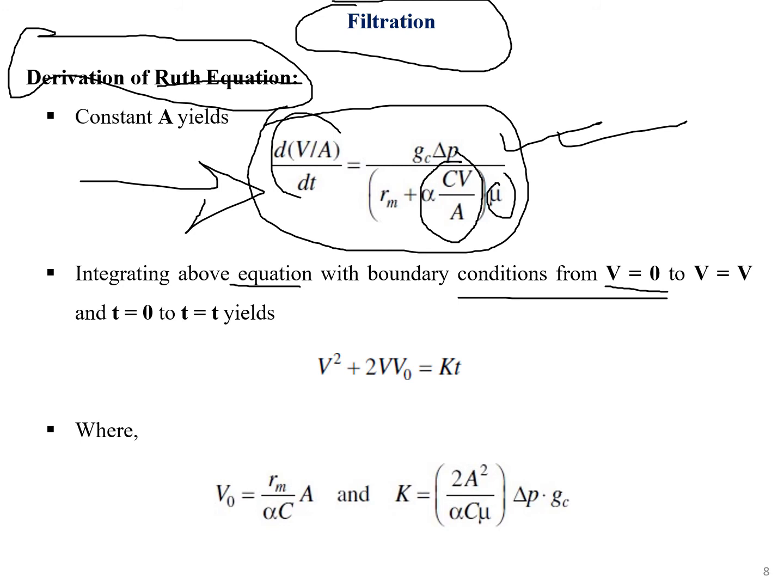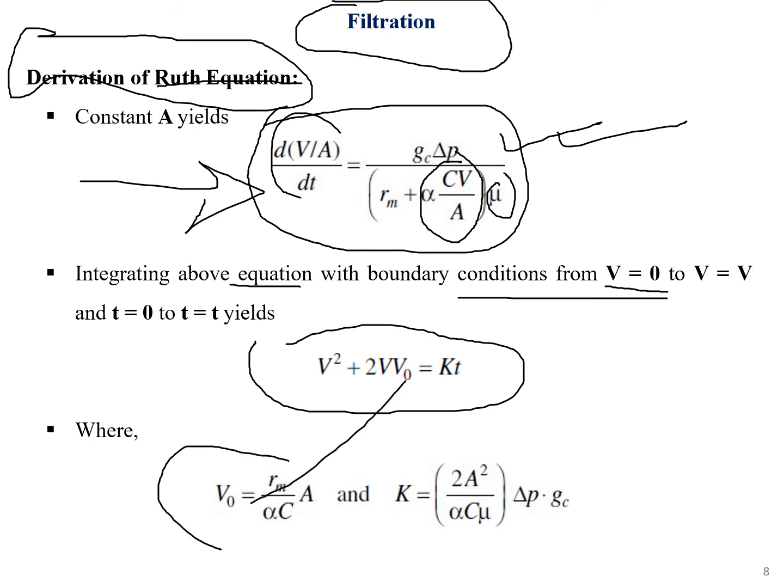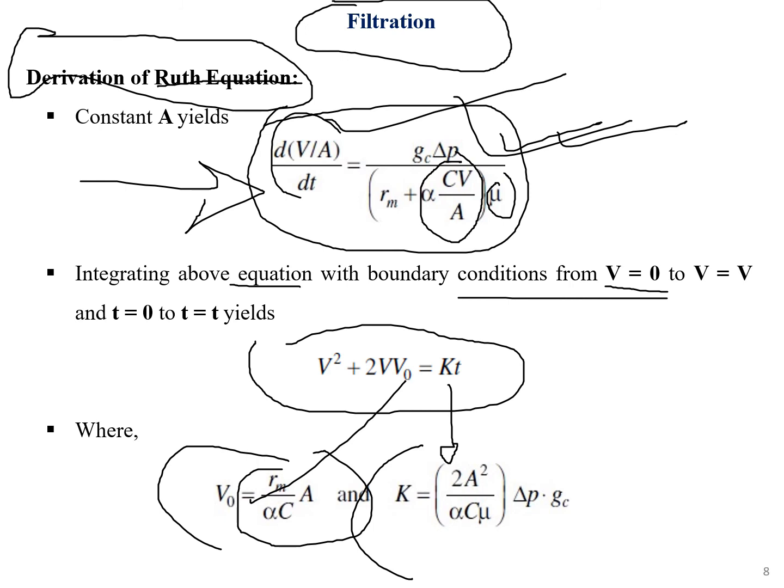So after integrating, we get this term v squared plus 2v v0 equals kt, where v0 can be written as Rm by alpha c into A, and k can be written as 2A squared by alpha c mu into delta p into gc. All right, these are some of the broader terms that you might need to remember, considering the derivation of the Routh equation. So after we integrate this particular equation, we get this thing in which v0 is this and k is this.